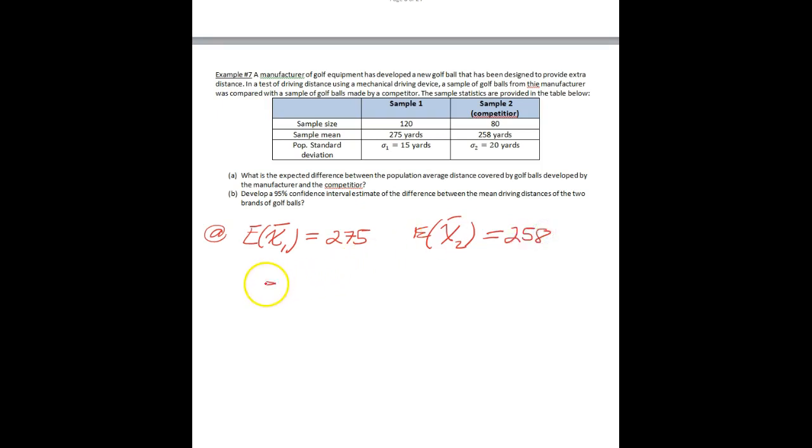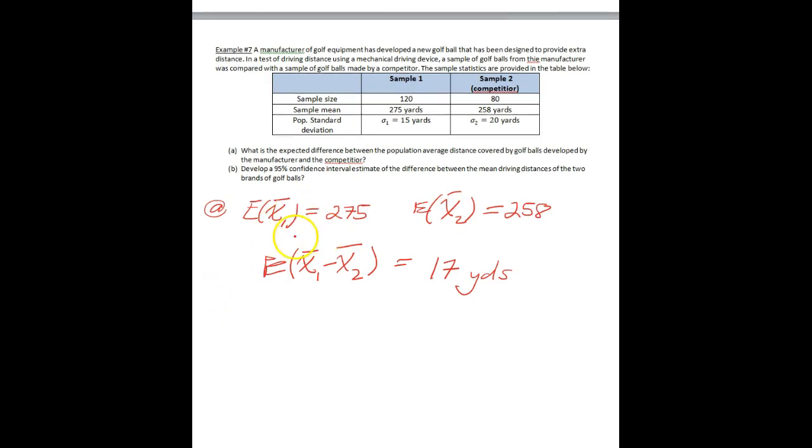Okay, and so then the expected value of their difference, gosh, this pen is driving me nuts again today. I know, guys, I will get it fixed at some point in my life. It's just the difference between the two, okay? Just 275 minus 258. So that's the expected value of the difference. Very simple, right? Just one minus the other.